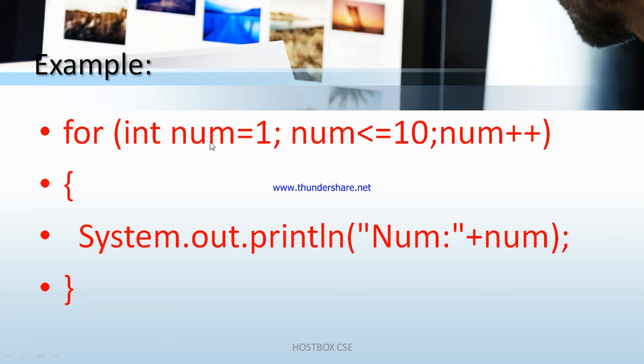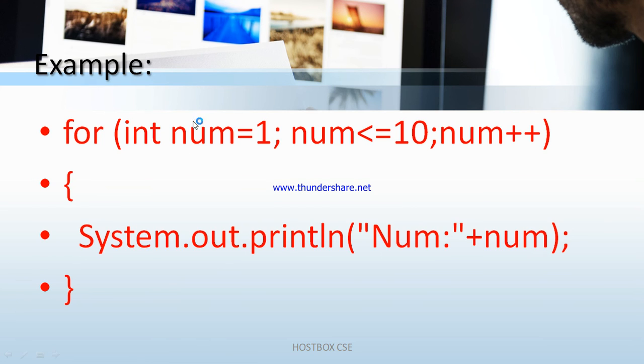For example, I am going to print numbers, starting with the value 1. I want to print the number and compare up to 10. So I give int num equal to 1, then num less than or equal to 10, num plus plus. Or else you can declare int num separately and then assign the value, or use i, x, y, z, whatever you want. Then System.out.println of num.